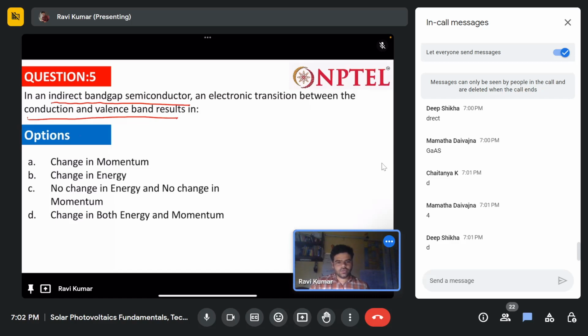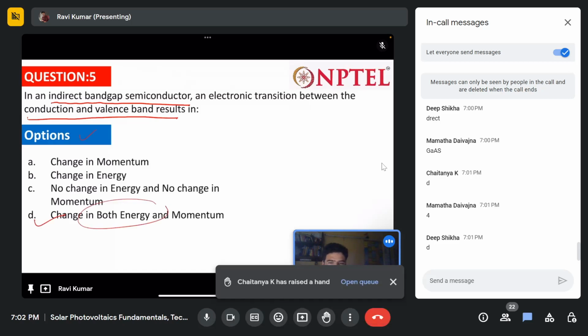D. Deepsika, Chaitanya and Mamta, yes. All of you are correct. It's D. Change in both momentum and energy. Yes, it's D.